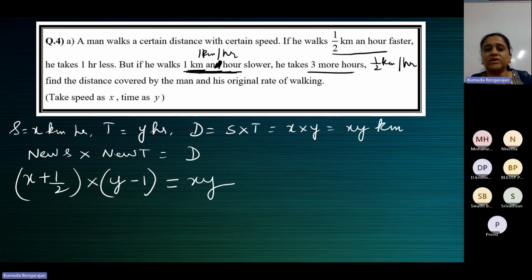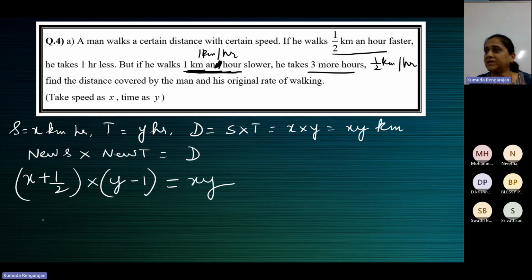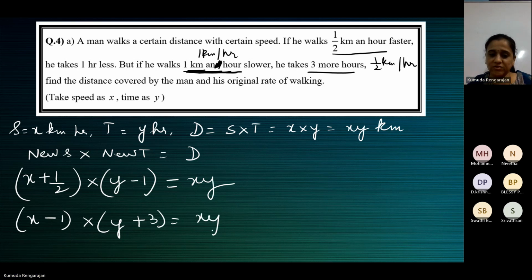Slower, he takes 3 more hours. So same formula: new speed into new time is equal to distance. What's the new speed? X is the original speed, so X minus 1, into y plus 3, is equal to xy. Solve these two equations and find the values of x and y.